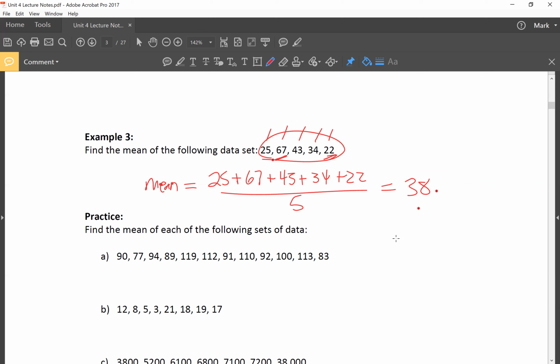Oops. I forgot I can't erase if I don't have my battery. Okay. There we go. All right.